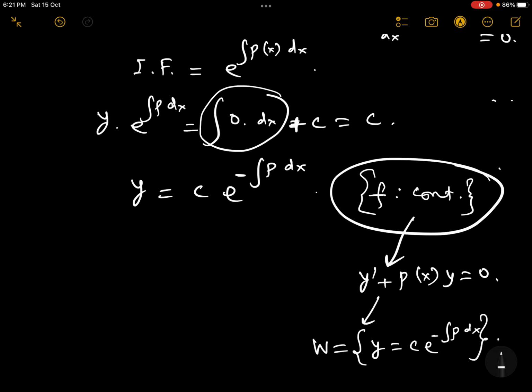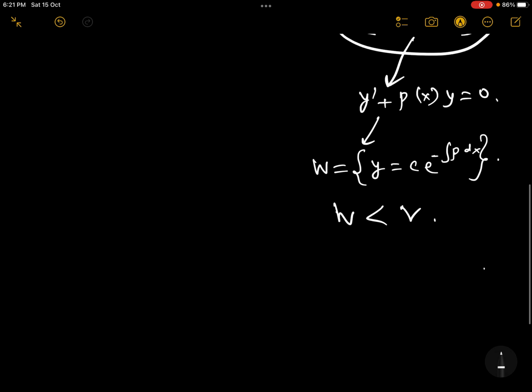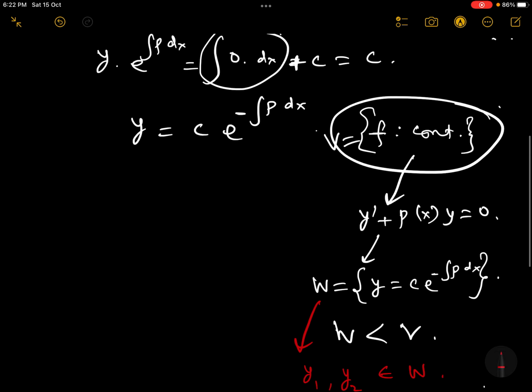So this is a solution set, and we need to show that this is a subspace of, let's say, V, the vector space. In order to show that this is a subspace, what we need to do is take 2 elements from here, y1, y2, which are in W, and show that for any 2 real numbers alpha and beta, the linear combination alpha y1 plus beta y2 also is in W. Whether we are in a position to show that this linear combination is in W or not. All right, let's proceed.